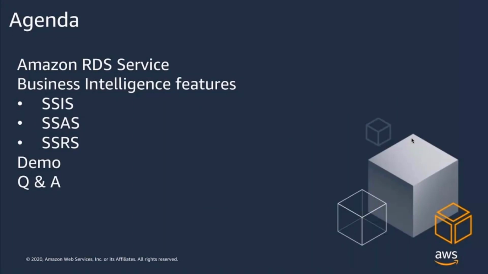The main goal of this webinar is to give you insights into the business intelligence features of SQL Server on Amazon RDS service that we had announced support for in the last few months. I will begin with a brief introduction of Amazon Relational Database Service, RDS. Then we will talk about business intelligence features, the SQL Server integration, analysis, and reporting services. Poya will give you a demo of the features, and then we can answer any questions that you may have.